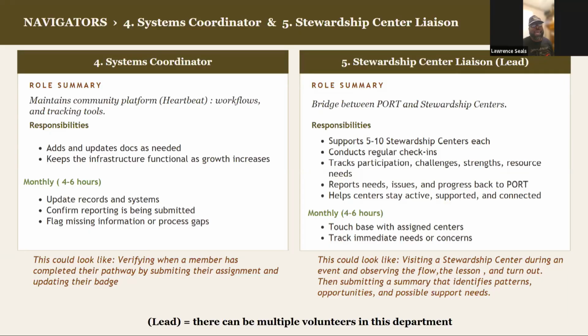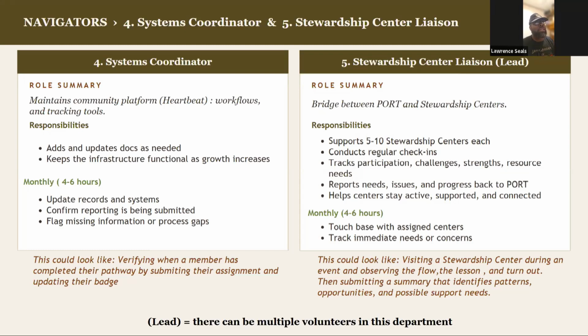And again, you're going to get attached to your 5 to 10 stewardship centers, or you're going to choose them, because we want them to be relationally close so that you can actually physically pop up. This could look like visiting a stewardship center during an event and observing the flow, the lessons, the turnout, then submitting a summary that identifies the patterns, opportunities, and possible support needed at that stewardship center level. So this is going to be very much a personal relationship built between the liaison and the stewardship center, so that they can really have the best interests of the stewardship center in mind, and we can raise all these issues directly to the port.